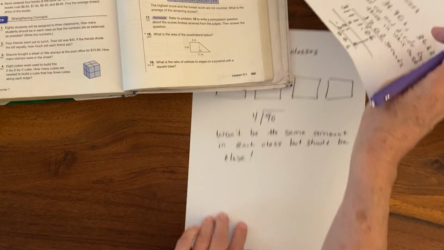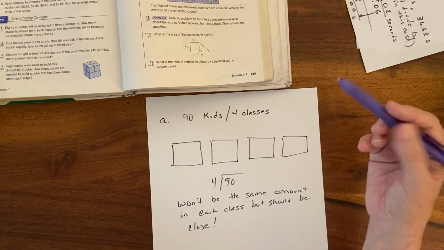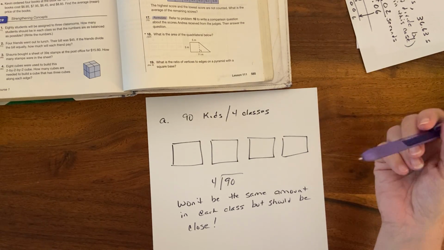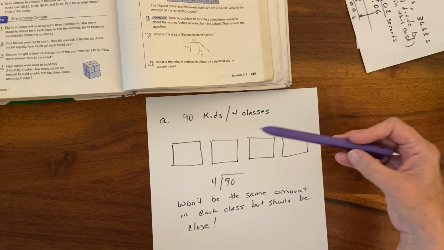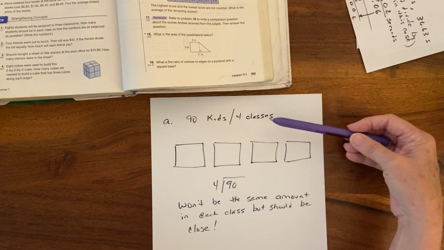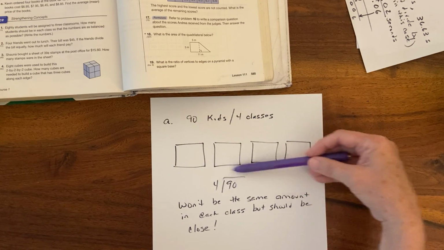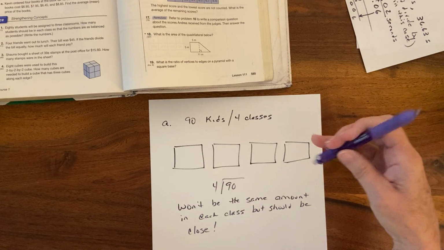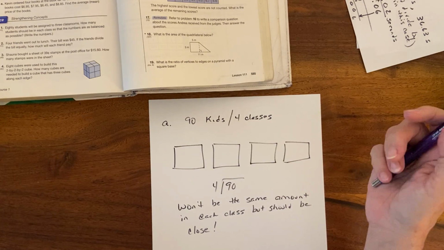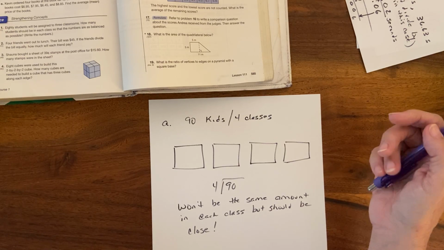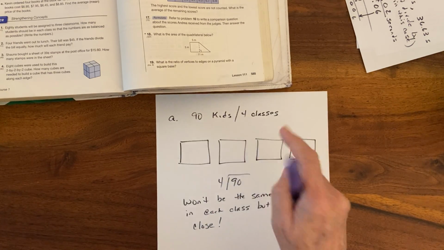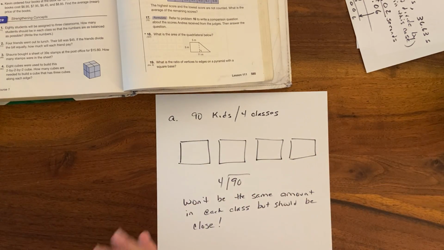I took a look at the practice set, and I'm not going to do this one for you. But I did want to mention, again, this is when I'd use pictures. So you have 90 kids, you break them into 4 classes. So you do your division, but don't chop any kids up, okay? It won't be the same amount in each class necessarily, but it should be close. You don't want to have 70, 10, 10, and 0, right? So you want them to be as close as you can.